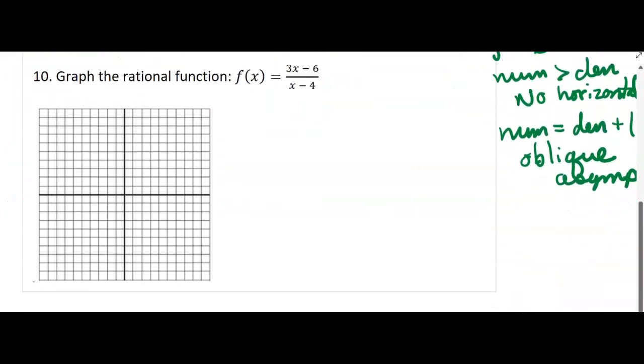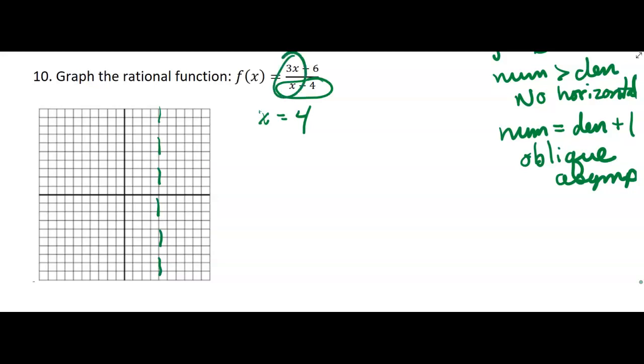But now in number 10, we want to graph it. So we know a vertical asymptote is going to be at 4. So x equals 4. That's a vertical. 1, 2, 3, 4. And then because these are the same degree, we know that we have a horizontal asymptote at y equals 3 over 1, or y equals 3. So a horizontal asymptote, right there.